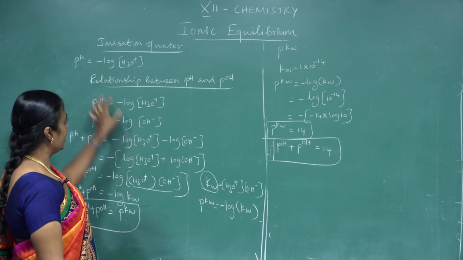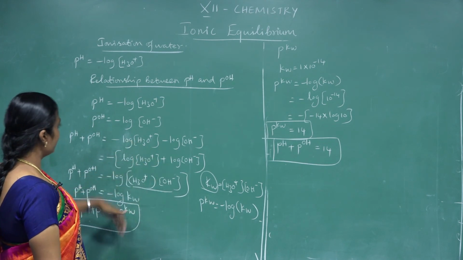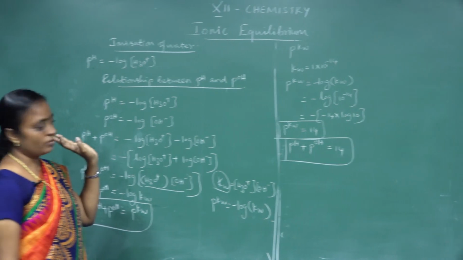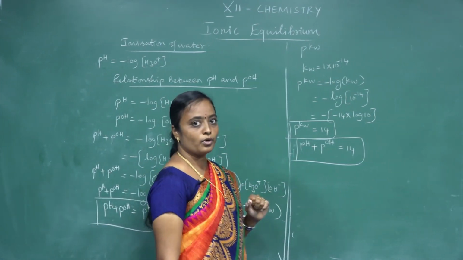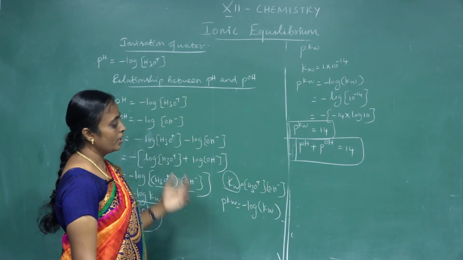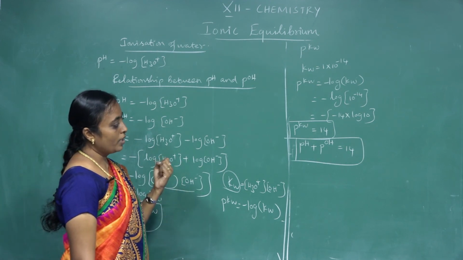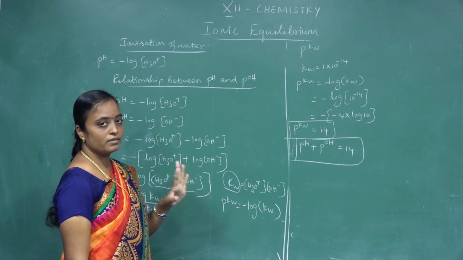So with the help of the ionic product of water, Kw, we predict the relationship between pH and pOH. By using this, next we are going to do some problems. How can you calculate the pH? How can you calculate the pOH? By using this, how can you get the combined value, that is pH plus pOH equal to 14.